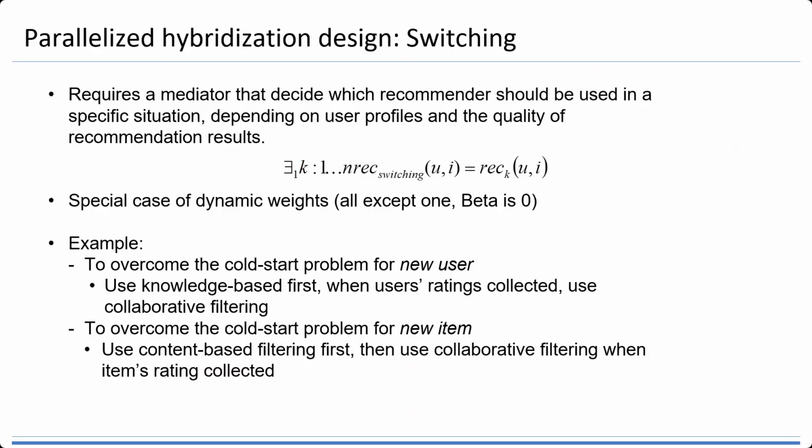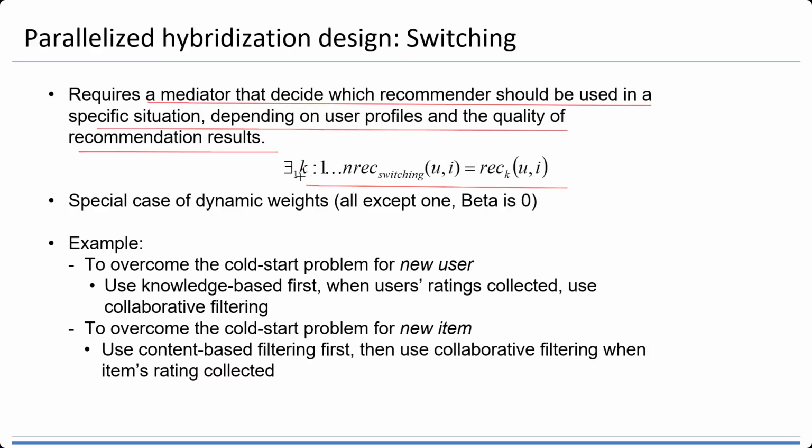We can have another method, which we call switching. Switching means it requires a mediator that decides which recommender should be used in a specific situation, depending on the user profiles and the quality of the recommendation results. So we use this formula.